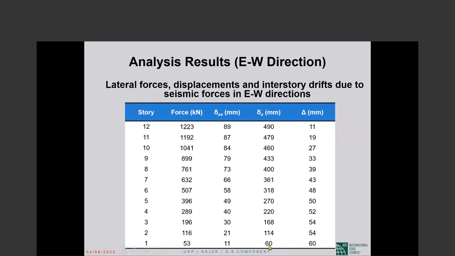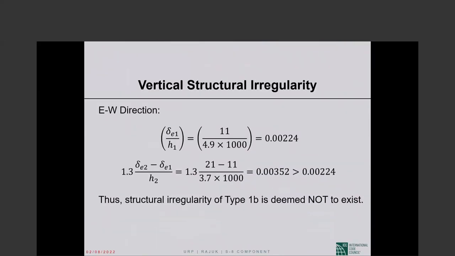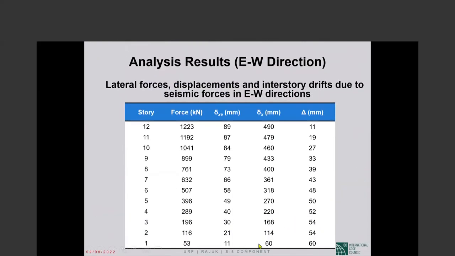This is the interstory drift. At level 1, it is the whole thing. At level 2, it is 114 minus 60, that is 54. At this level, it is 168 minus 114, which is also 54. So you understand, this is pretty straightforward. From the table, delta 1 divided by H1 is 11. No, it's another mistake.